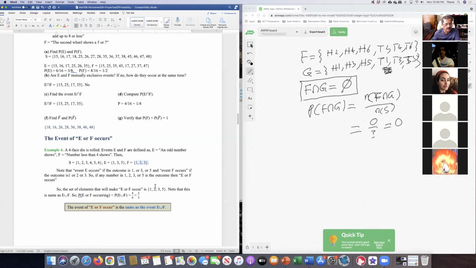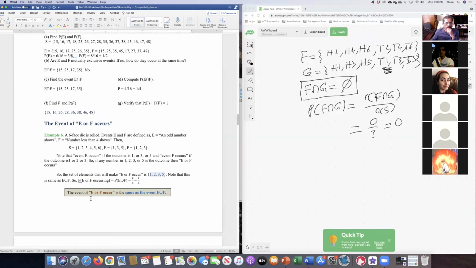Or both. So for example, if the outcome is 1, then E has occurred and F has occurred. If the outcome is 2, then F has occurred. E hasn't. So we only want E or F to occur. That means one of these needs to be the outcome. As you can see, it's the same as the union. In other words, for one event or the other event to occur is the same as the union occurring.